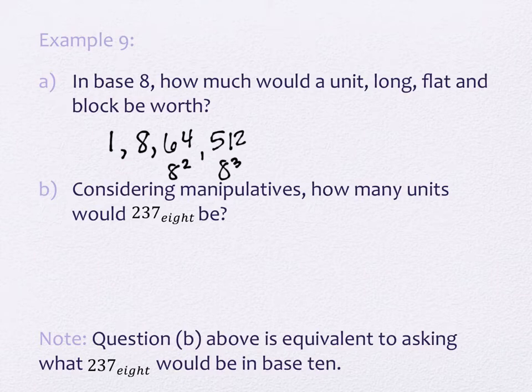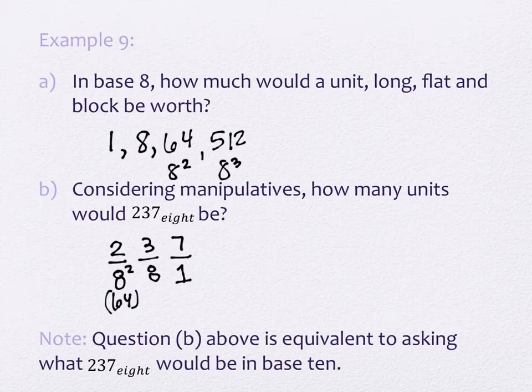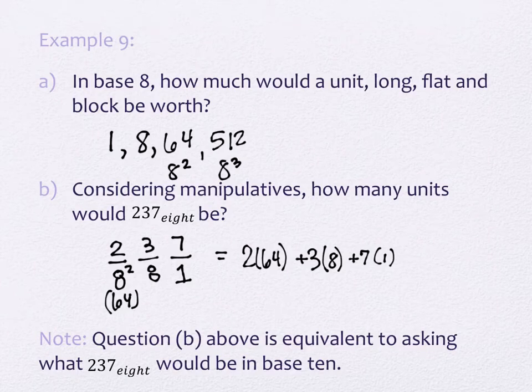Can you fathom that? So what happens is we have 2, 3, and 7. This is the 1's place, the 8's place, and the 8 squareds or 64's place. So my 2 flats, each of them worth 64, mean that I have 2 times 64 individual units within those flats. My 3 longs mean I have 3 that are each 8 long. And then I have the 7 units, so 7 times 1 are just 7 at the end. And if I were to break them all apart, that's the equivalent to what I've written down in a multiplication statement. So we're going to grab a calculator, do a little bit of multiplication and addition.